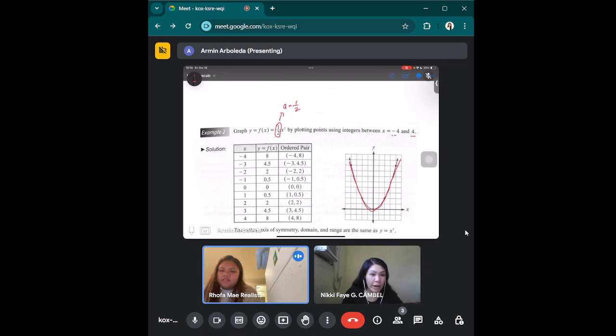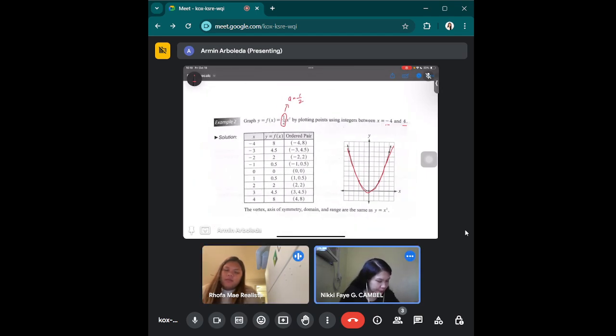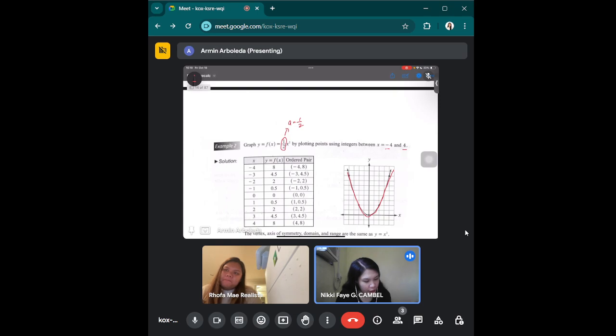Okay? Nakita mo na? Okay. Meron pa bang... Wala na po. So, to recap, yung A nagsasabi sa atin ng kung gaano ka-narrow or gaano ka-wide our parabola would be, or it can also tell us where it is looking. Is it upwards, downwards, right, or left? Okay.